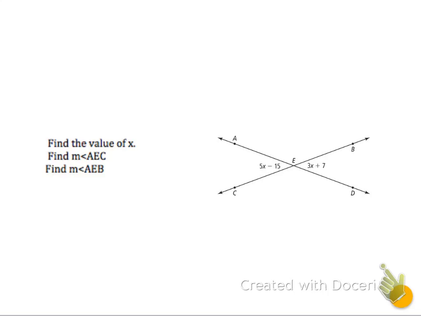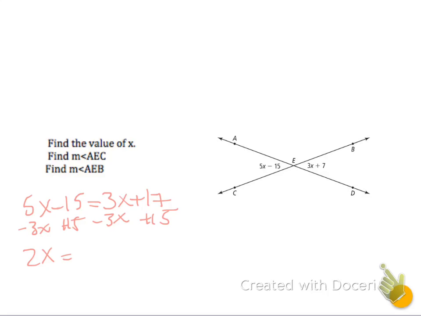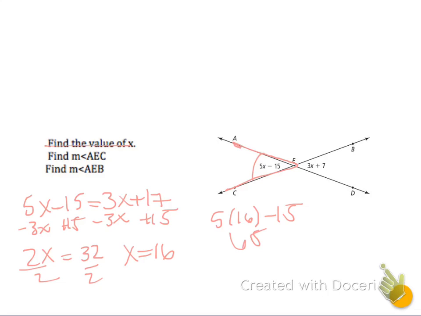Find the value of x. Right now we have vertical angles, so vertical angles should always be equal. So I can set them equal to each other to solve it. So let's subtract 3x and add 15 at the same time. So I'm going to get 2x equals 32. Divide by 2, x equals 16. So I found x. Now find the value of AEC. So I want this angle, so we're going to plug x back in. So 5 times 16 minus 15 equals 65, so that's 65 degrees.